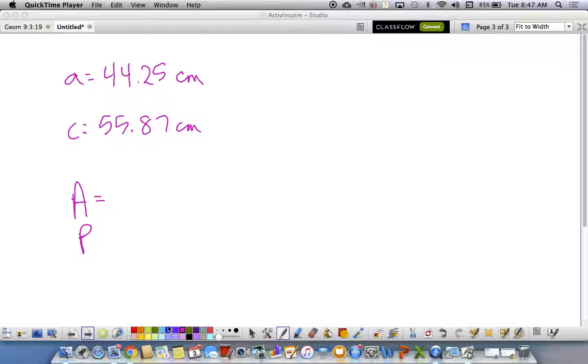If A equals 29 point, oh, that's not 29. That's the last one I just did. A equals 44.25 centimeters and C equals 55.87 centimeters. Can you find big A, big B, and little b?